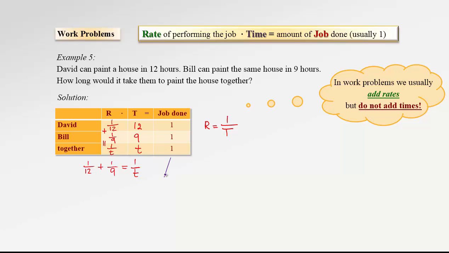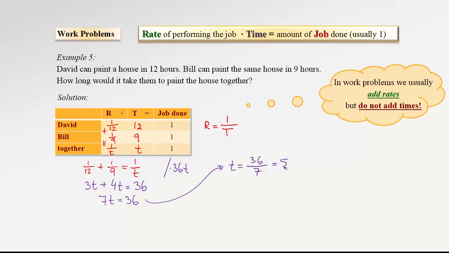How can we solve it? By multiplying by the LCD. What's the LCD for 12 and 9? 36 should work, right? And also t, so 36t. Let's multiply by it. 36t divided by 12 is 3t, plus 36t divided by 9 is 4t. And finally, 36t divided by t is 36. That's how we clear our fractions, and we end up with an easy linear equation to solve. So we have 7t equals 36. Therefore, t by itself is 36 divided by 7, which is really 5 and 1/7.